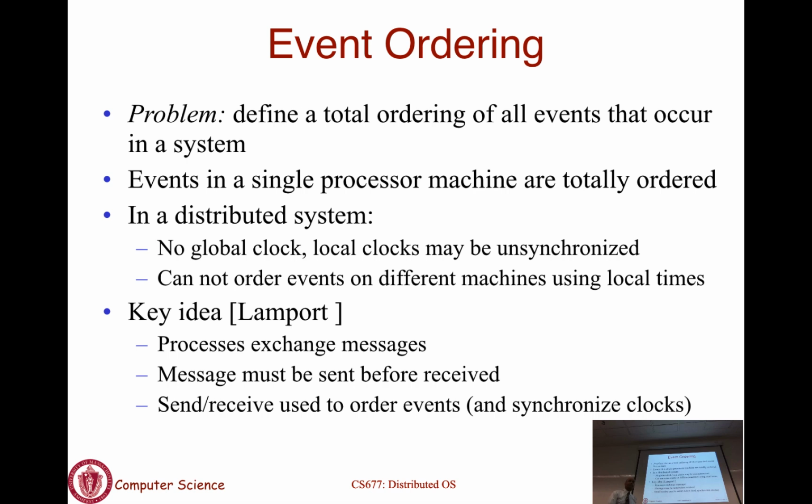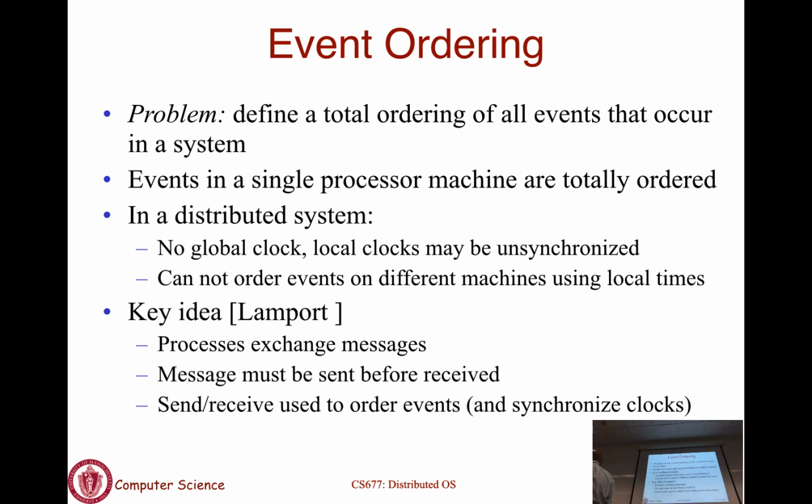The basic idea is, if processes are going to exchange messages, we can use message exchange to naturally order events across processes. The simple idea is that every message has two events associated with it: the sending of the message and the receipt of the message. There's a natural order between those two events. A message cannot be received before it's sent. That's obvious. So we are going to use send and receive events of messages to order events across processes.